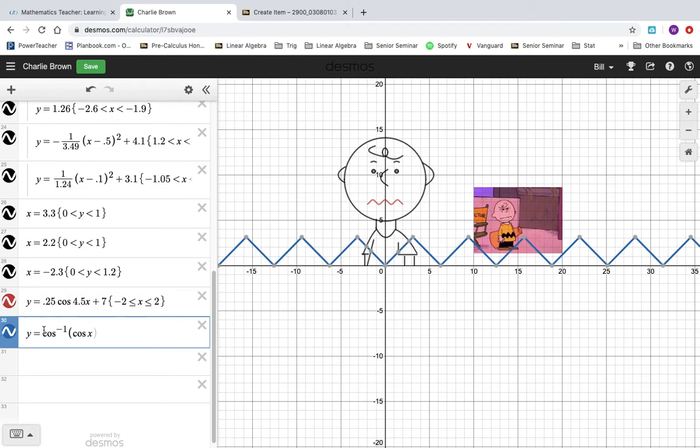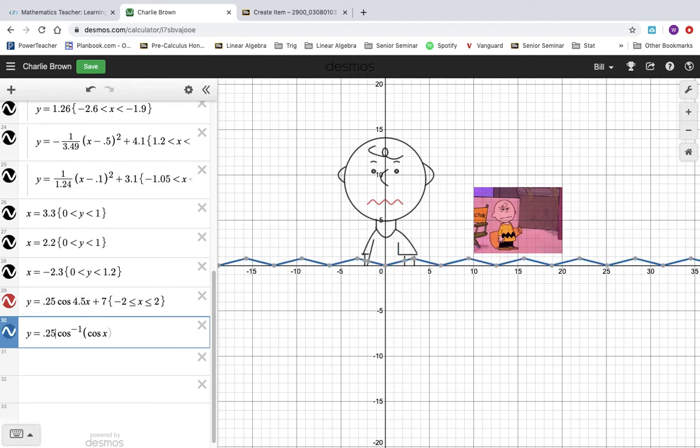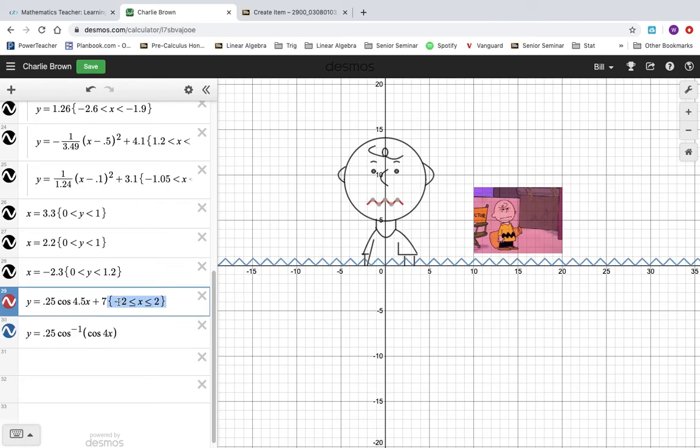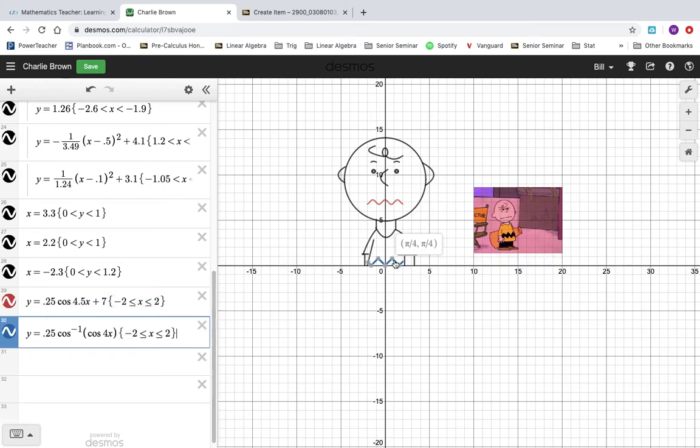So maybe a slightly smaller amplitude again, maybe increase the frequency. That looks about good, and then maybe also a restriction on some particular interval so it fits just nicely into his t-shirt there. That looks pretty good, maybe a little bit off there. How about that? Yep, that's one zigzag.